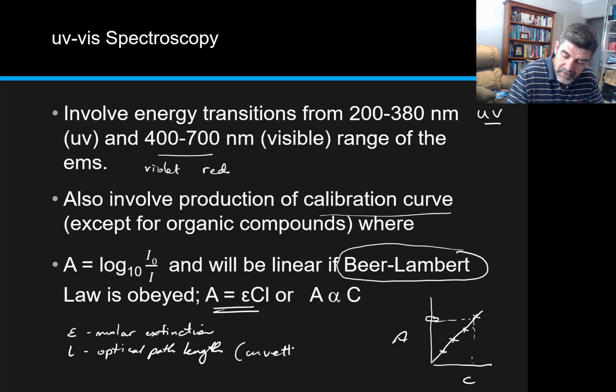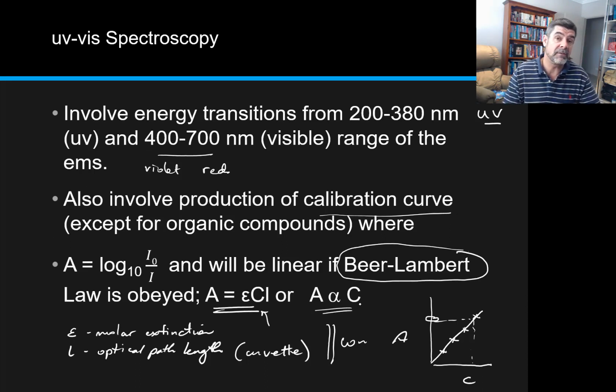So often we use cuvettes. We probably use those in colorimetry. You may have as well. And so that's also going to be fixed. So if these two things are constant for a particular value, then what they will do is substitute out of this equation as constants of proportionality, and therefore we know that there is a direct linear relationship between the absorbance and the concentration.